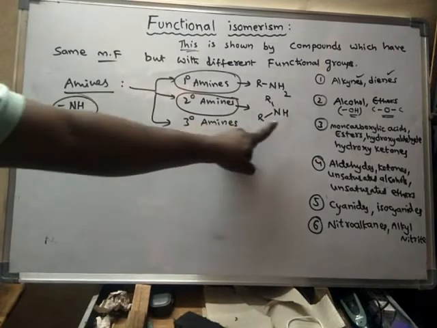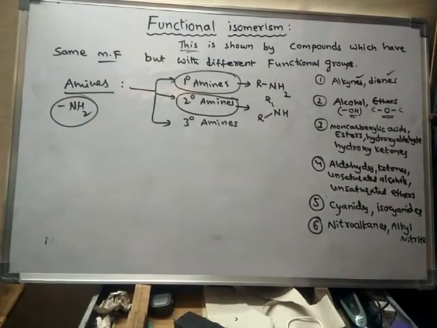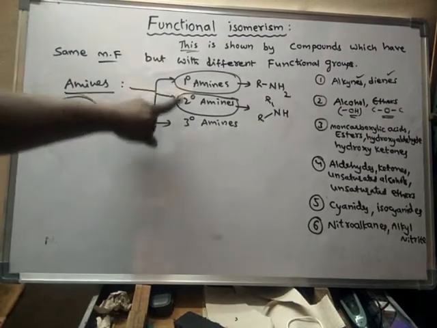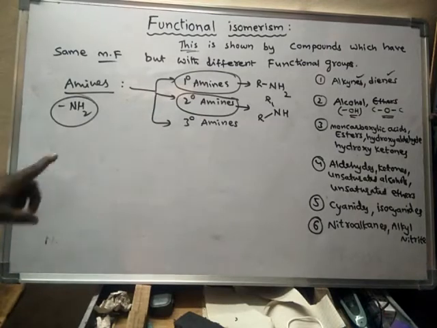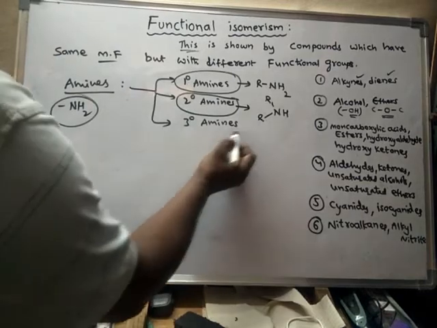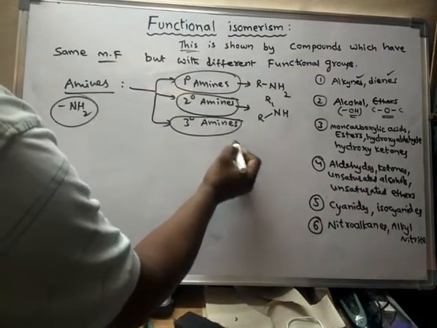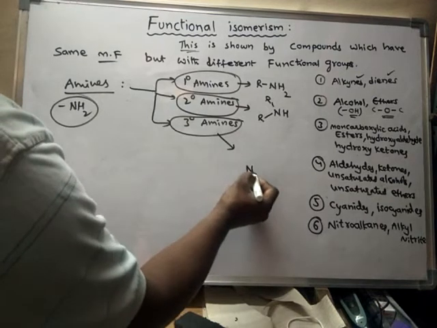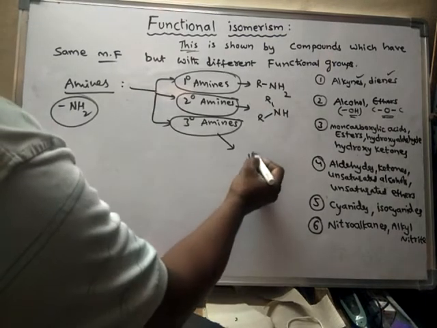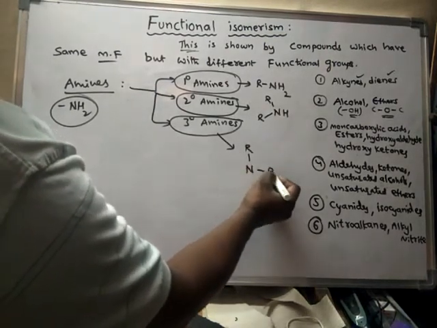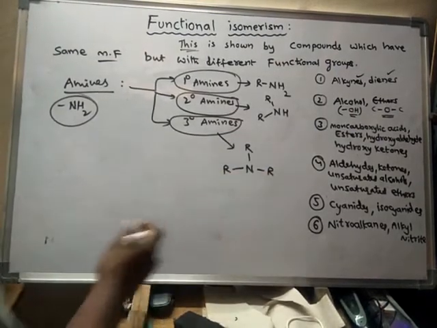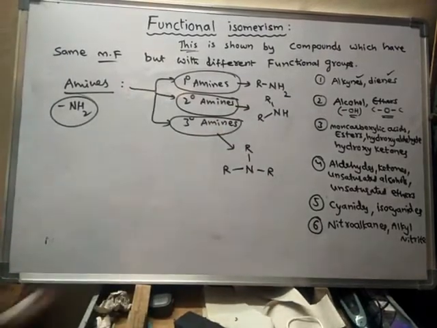Such amines are said to be secondary amines. In general, amines are denoted like this, but not all amines possess this group only. Only primary amines possess this group. What are tertiary amines? In tertiary amines, nitrogen does not have any hydrogen directly attached to it. This nitrogen is attached to 3 different alkyl groups, or sometimes 3 same alkyl groups, or 2 same, like this. I will give examples.